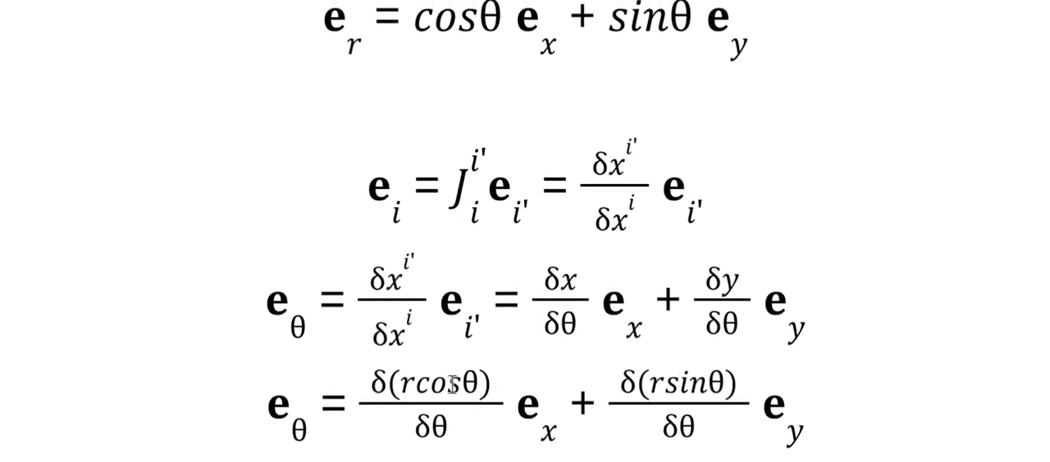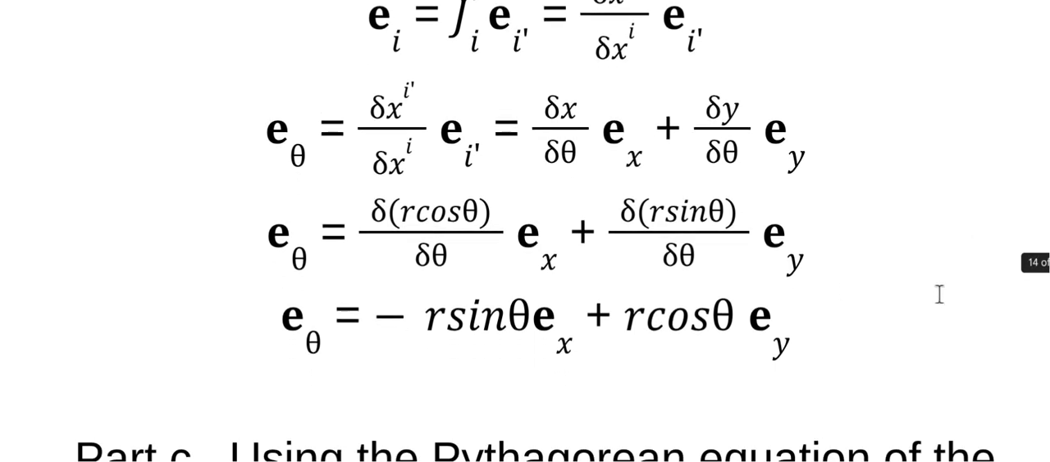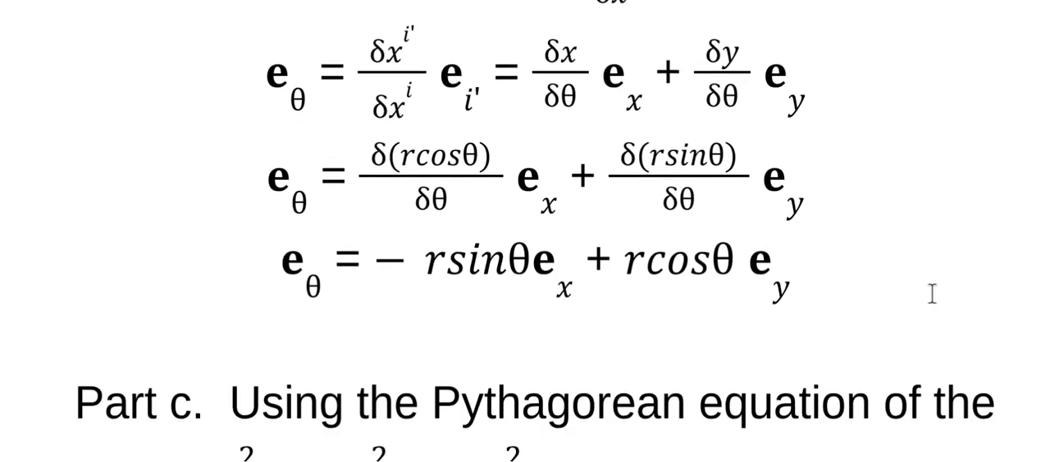Derivative of this with respect to theta, r is a constant. Derivative of that is minus sine. Here, r is a constant. Derivative of that is cosine. And here we have our two expressions, ER and E theta.